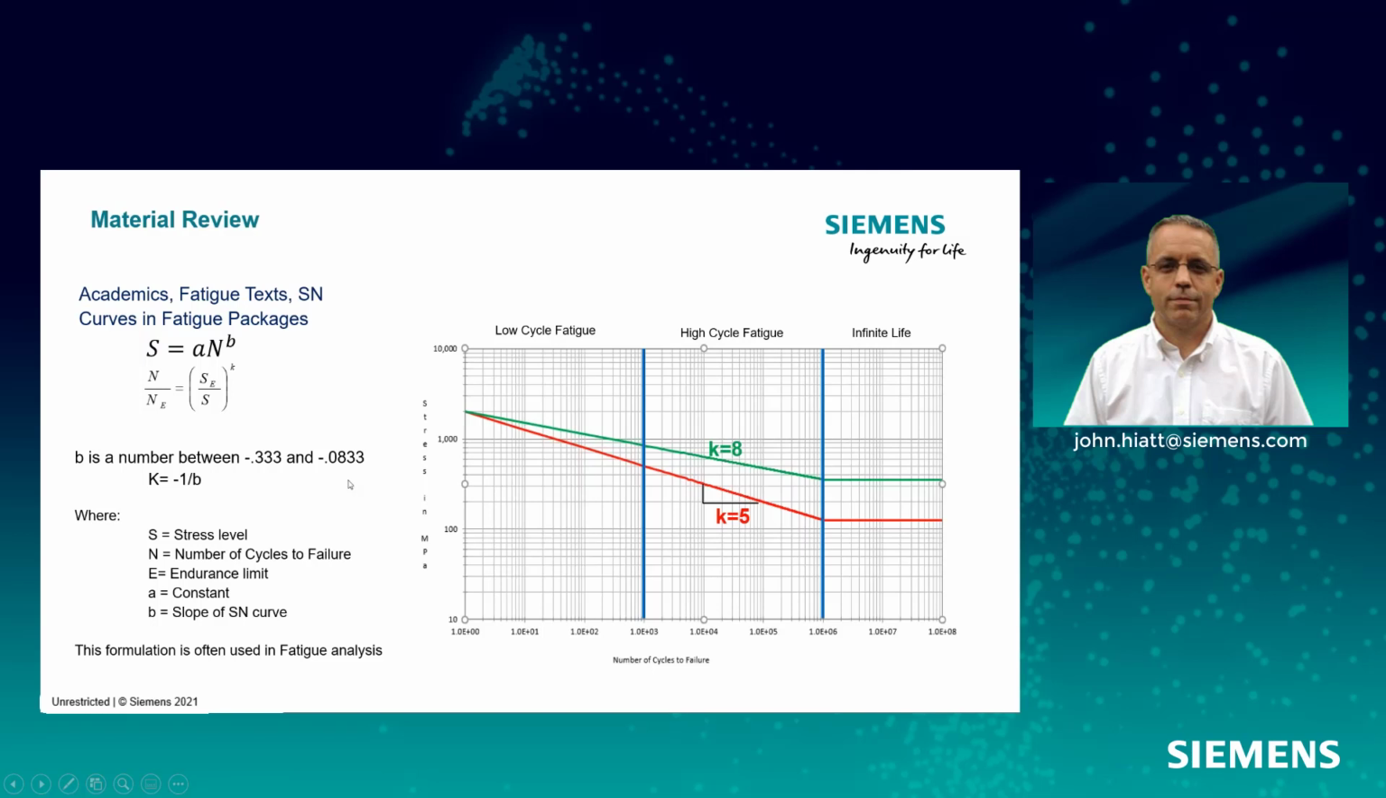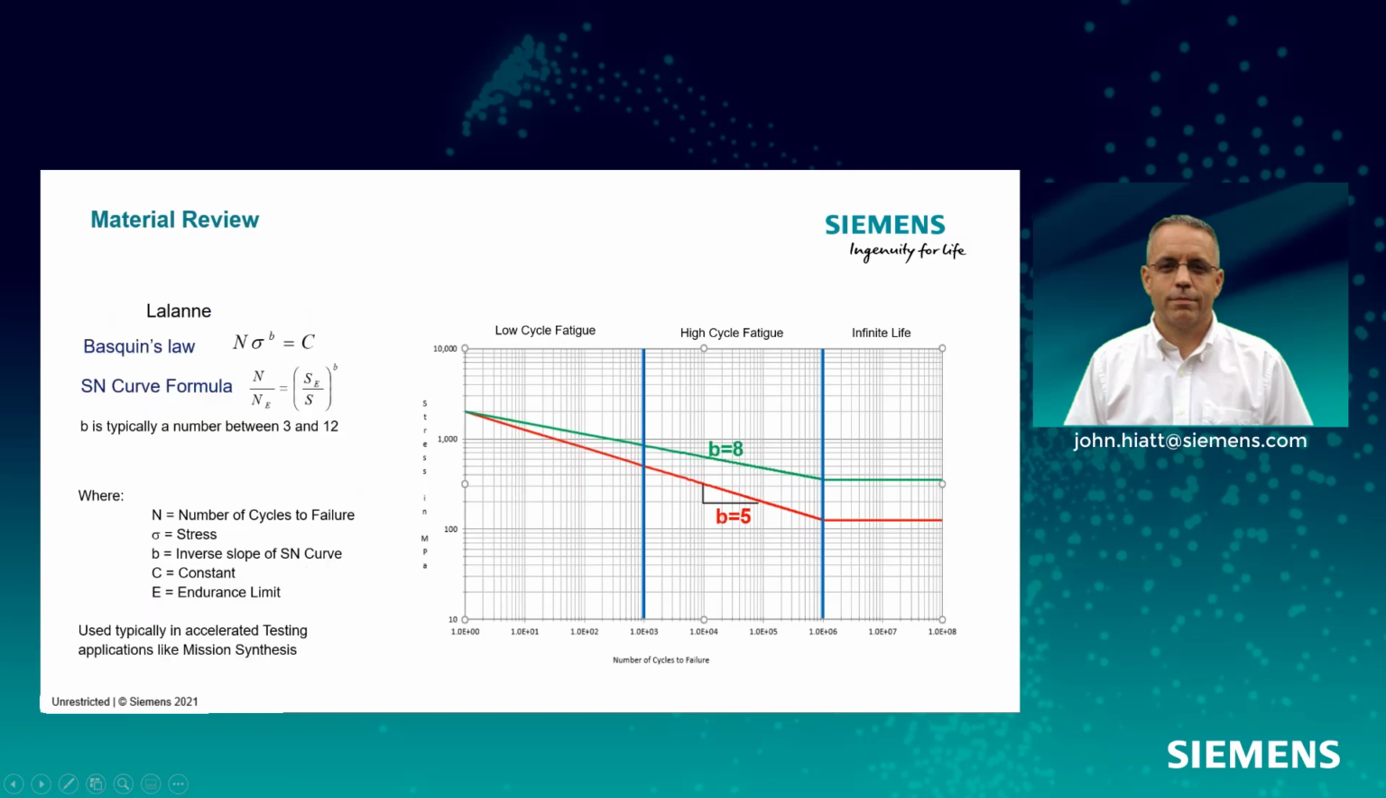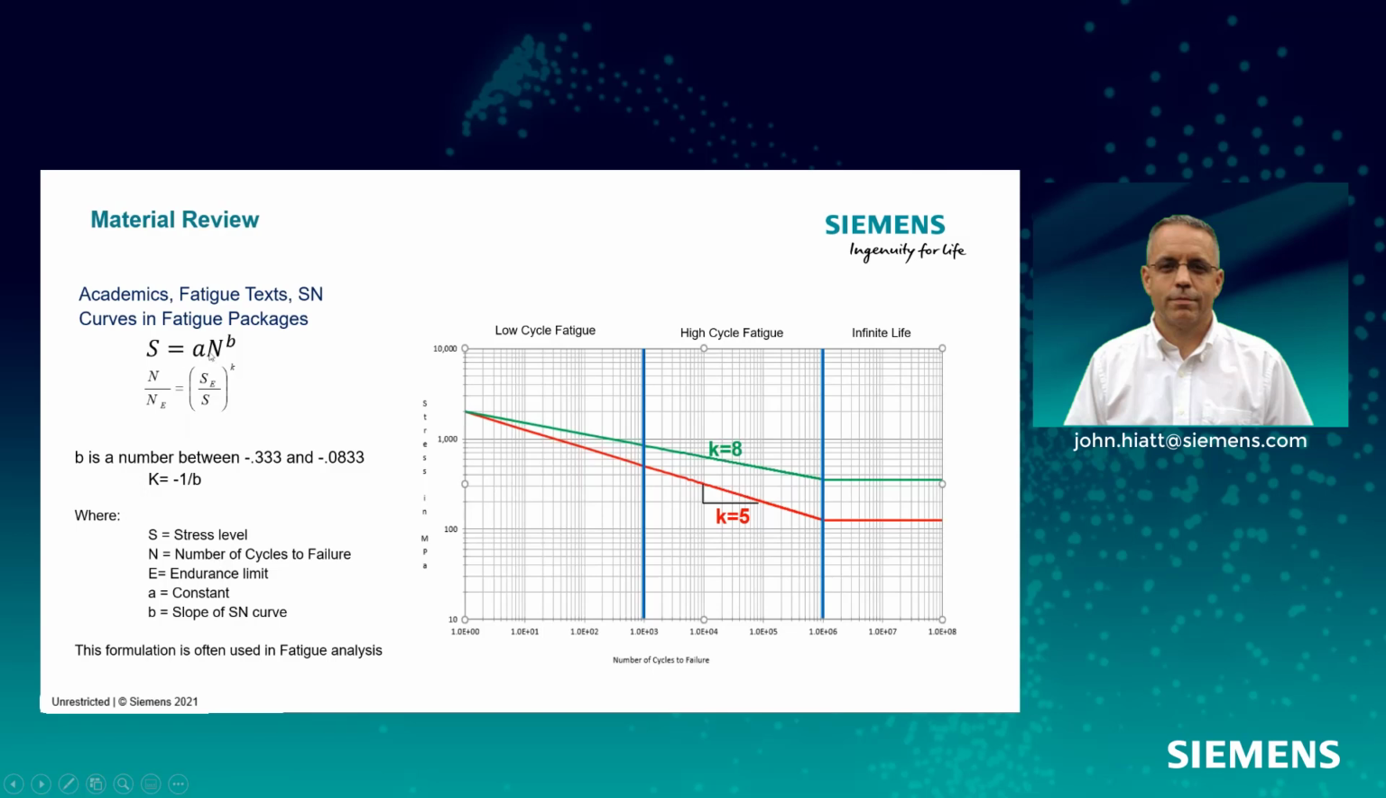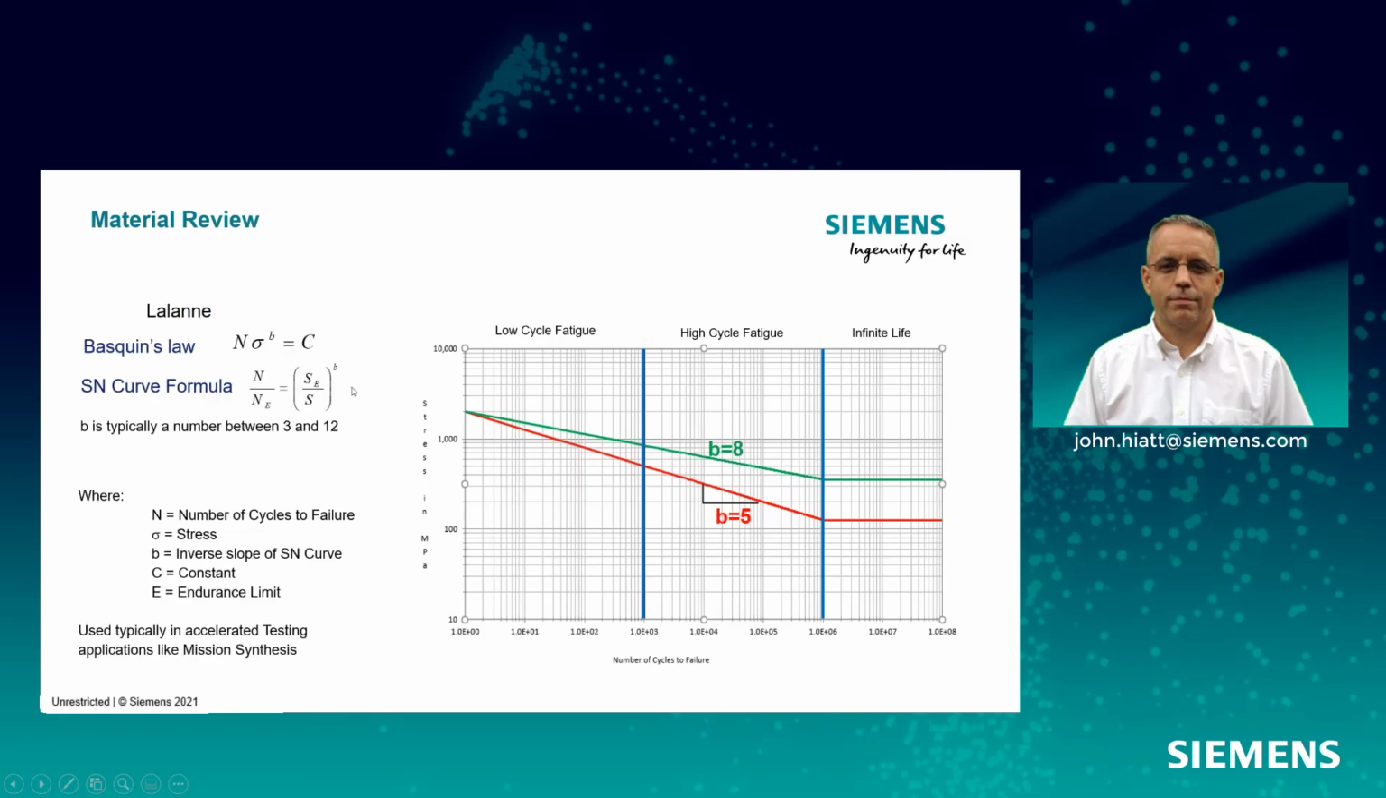But then it gets one step more confusing. When we do a lot of accelerated tests, this is Basquin's law, a variant of Basquin's law. Here's another one that defines this curve. This guy called Lane arranges it like this. And this formulation is used for something called mission synthesis. It's used to design equivalent damage shaker profiles. And in that case, B is a number between 3 and 12.